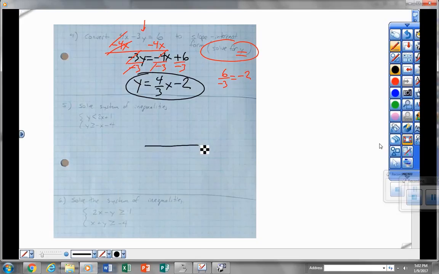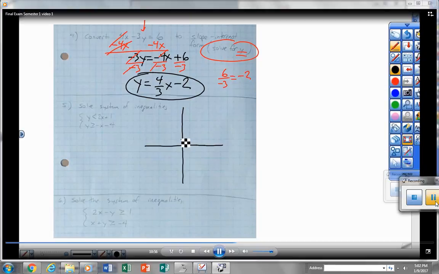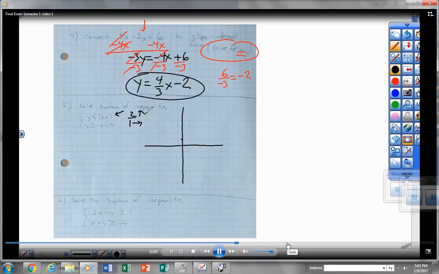Solving the system of inequalities. To solve this system, I'm going to make sure they're both first solved for y, and it looks like that first one is, and that second one.